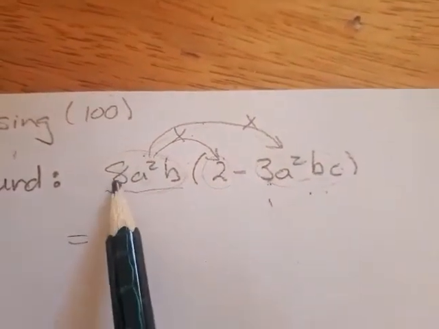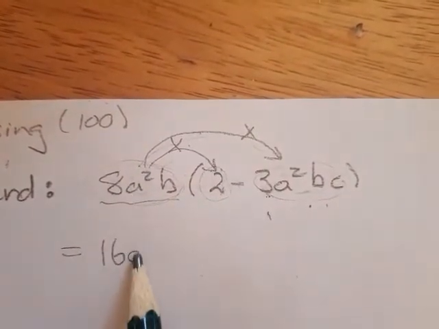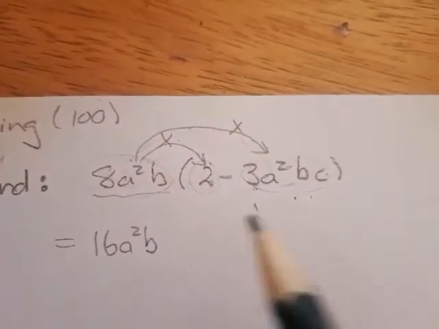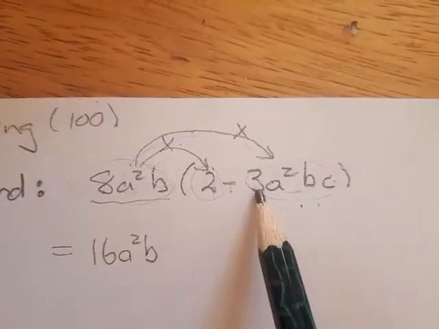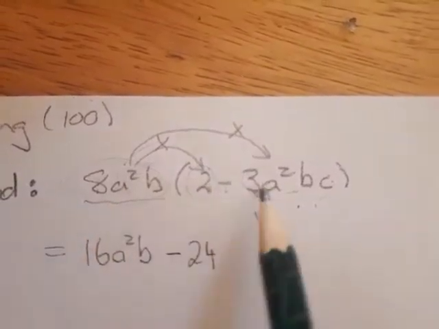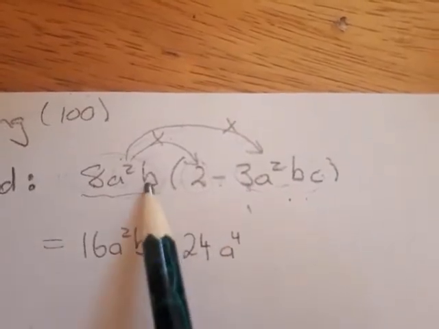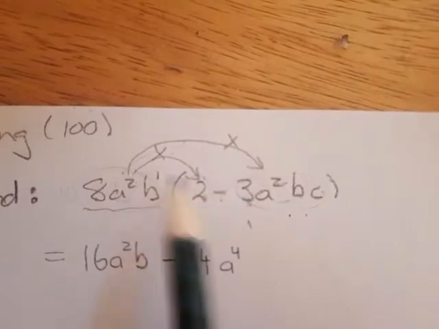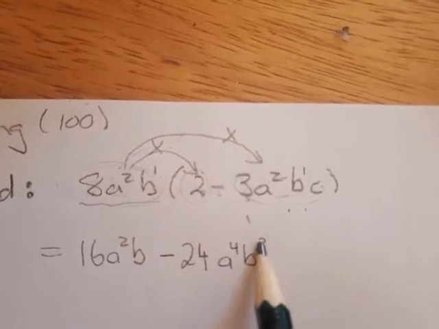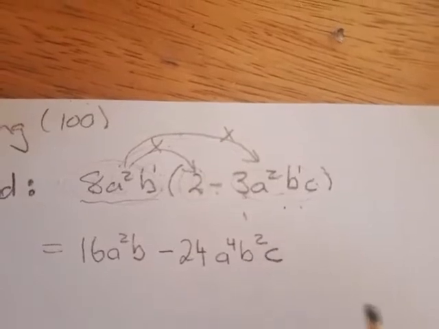So if we now do that, then we have 2 times 8 is 16. Because there is no a and b, this remains a squared b. Okay, so this is the first term done. Then the second term is 8 times negative 3, which is minus 24. Then a squared times a squared: we add the index because it's multiplication. Then b times b. Remember, each of them has a 1, so add the index. 1 plus 1 means b to the power of 2. There's no c there. There's a c there. So that is the c.